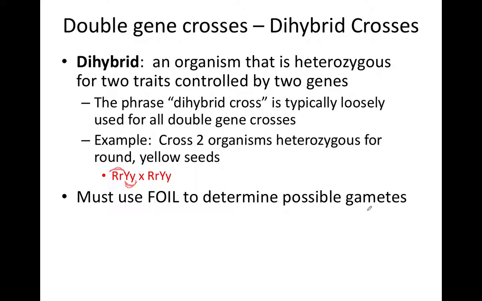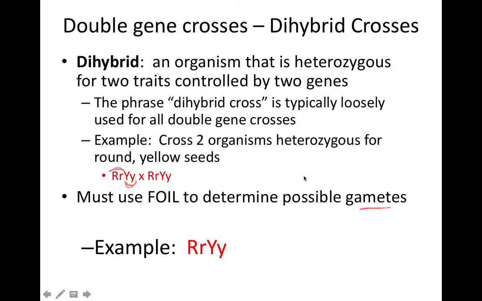So remember, in meiosis, the gametes are going to be made up of one allele for each trait because each parent only passes down one allele. So that means that each of these parents here are only going to pass down one allele for seed shape and one allele for seed color. So let's look at how to use the FOIL method.